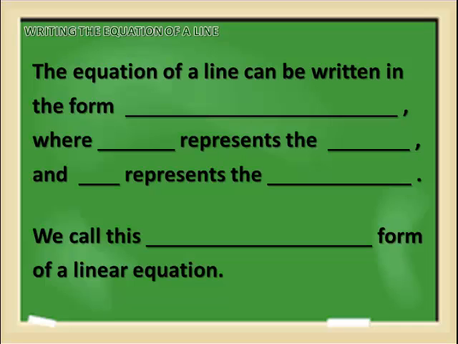The equation of a line can be written in the form y equals mx plus b. You've seen this before, where m is the slope. M represents the slope, and you know what the b represents. B represents the y-intercept. If you remember, the y-intercept is the point on the y-axis that the line crosses. So the point where the line crosses the y-axis.